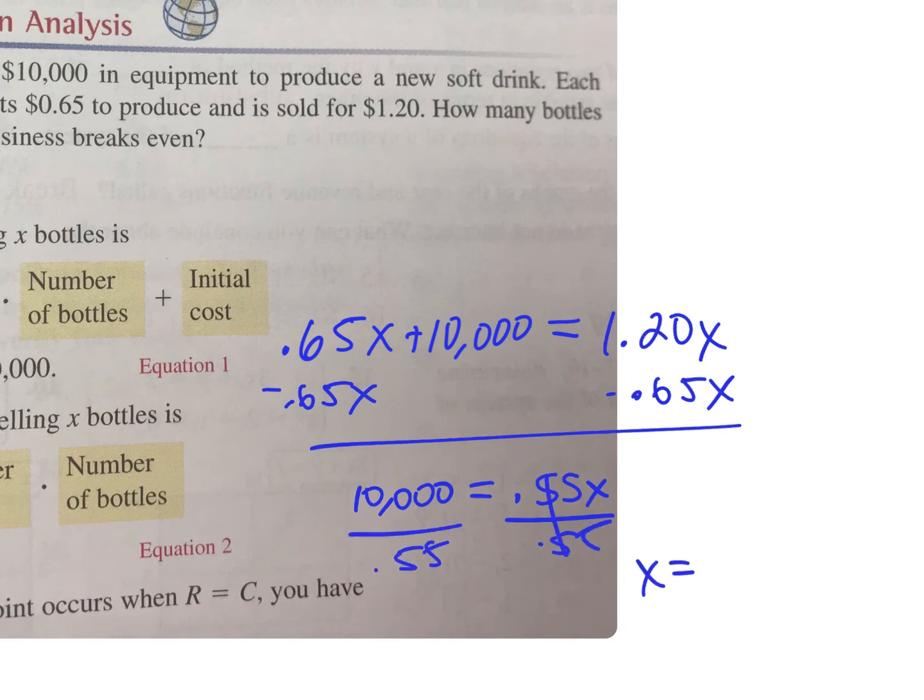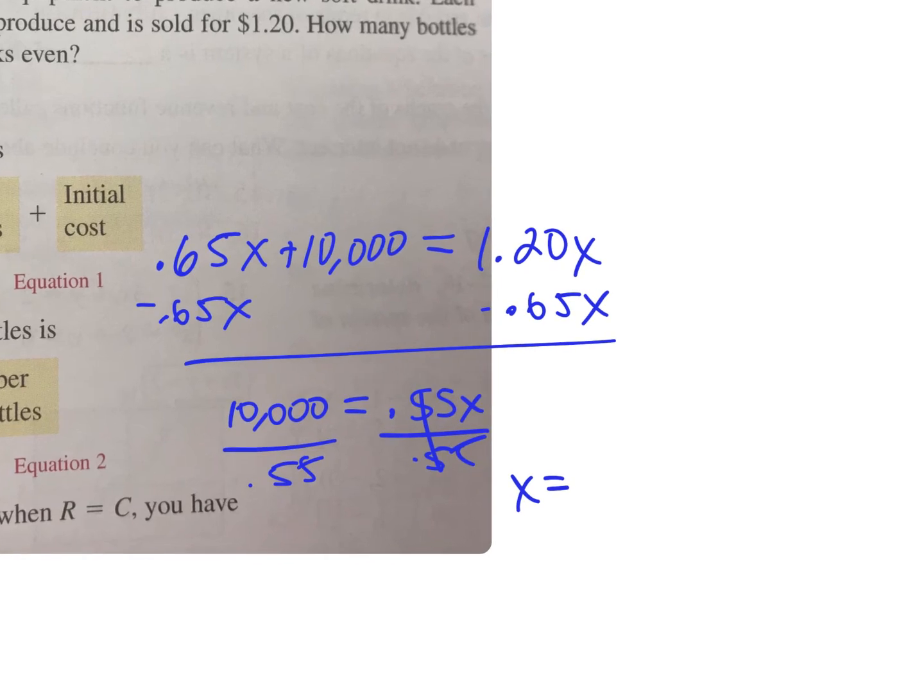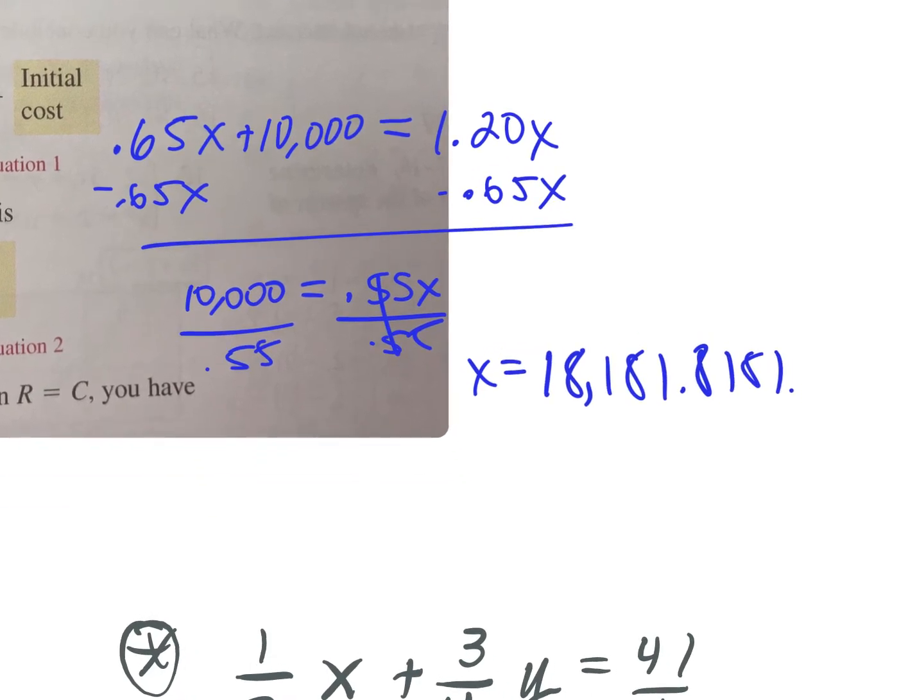And x equals what? Let's do this in our calculator. 10,000 divided by 0.55. And y'all should get 18,181.8181, right? Now, this is a real world problem. We're talking about the amount of bottles that I have to produce. How many bottles would I have to produce for me to quote unquote break even?